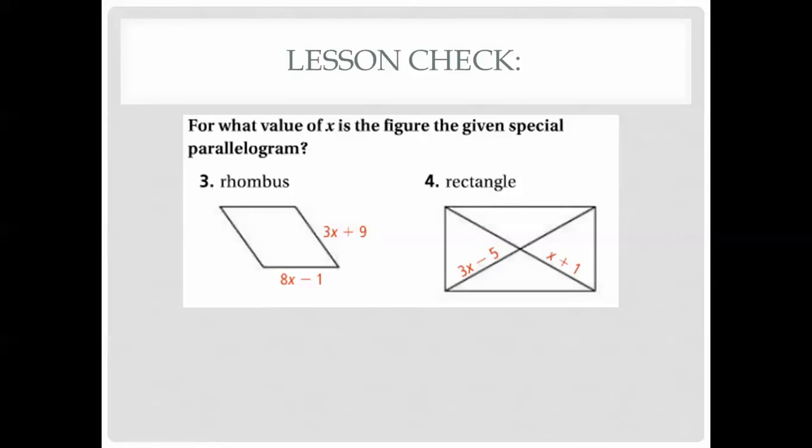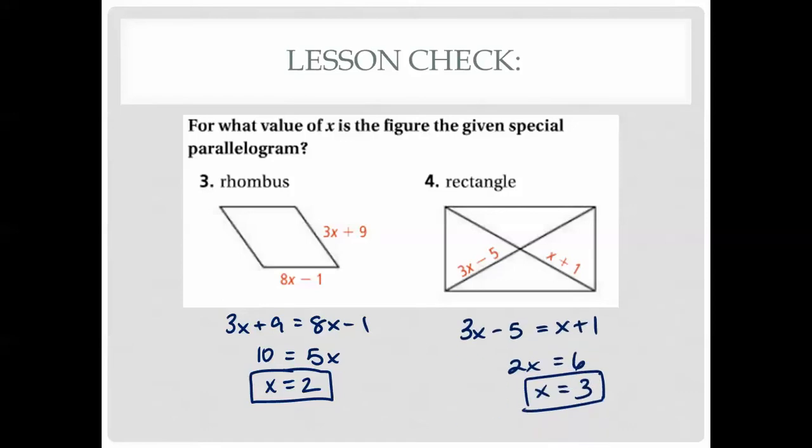Okay, let's see how you did. Here, 3x plus 9 equals 8x minus 1 because all 4 sides of a rhombus have to be congruent, so x equals 2. Number 4, 3x minus 5 equals x plus 1 because diagonals of a rectangle are congruent, therefore x equals 3.